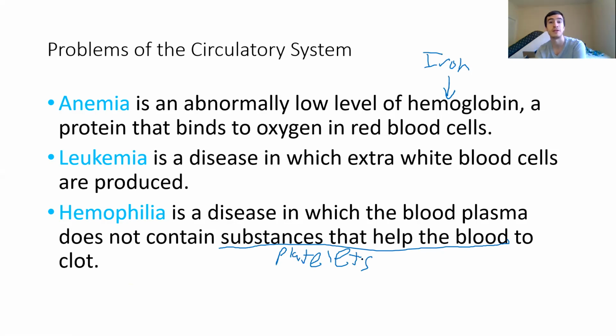And so these people have to be extremely careful. They usually take medication that helps to increase the number of platelets in their body, but they also have to be extremely concerned anytime they get any sort of cut or wound in their skin or on their hands or legs. Right? And that should be everything that you need to know about the circulatory system.